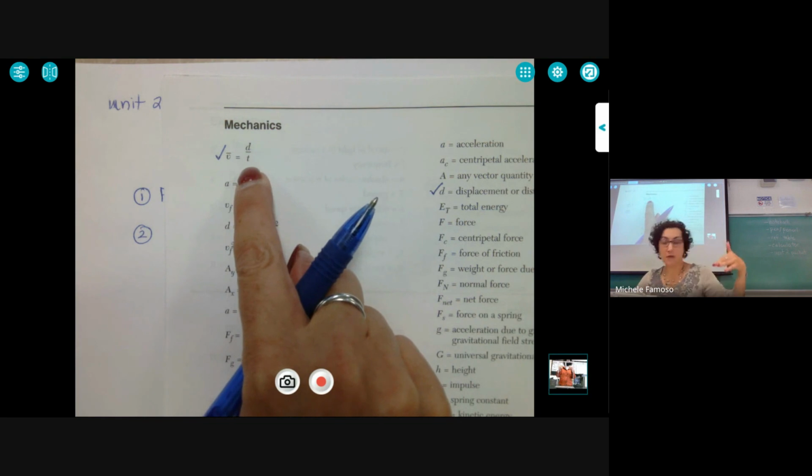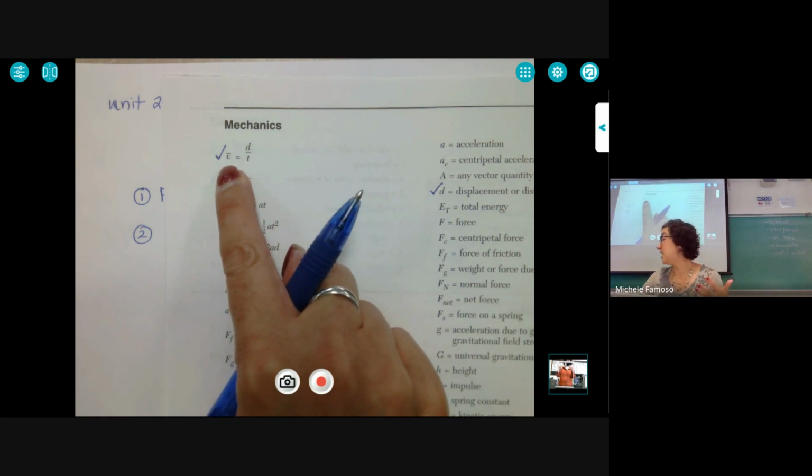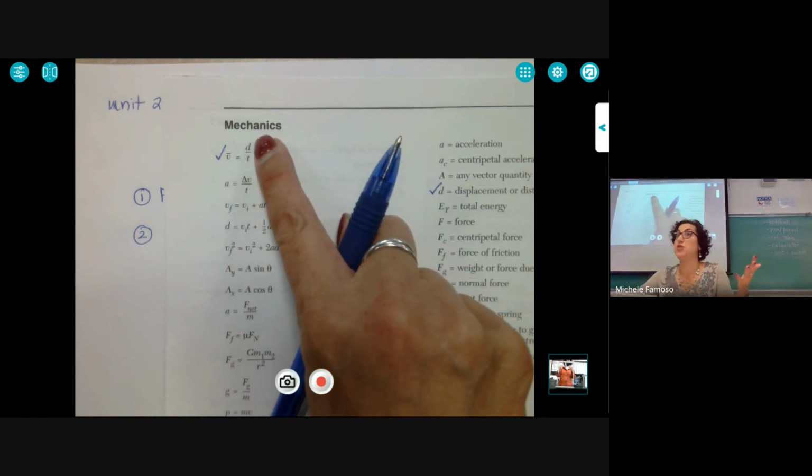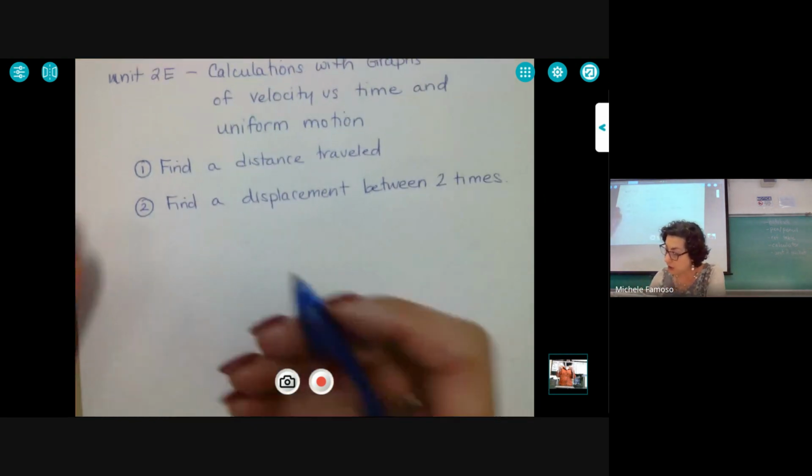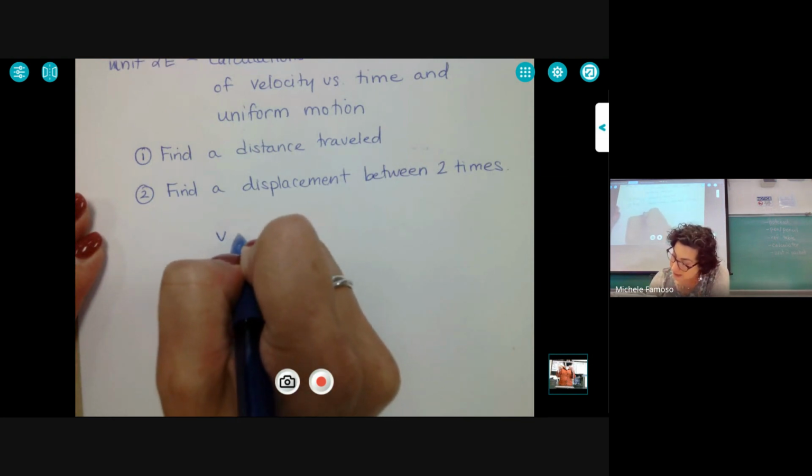Right? We can either use it for a speed or a velocity, and then we just change what the D is. It's either D or D with the arrow, depending on whether I want a speed or a velocity. So let's look at that for a minute. Let's say it's speed.